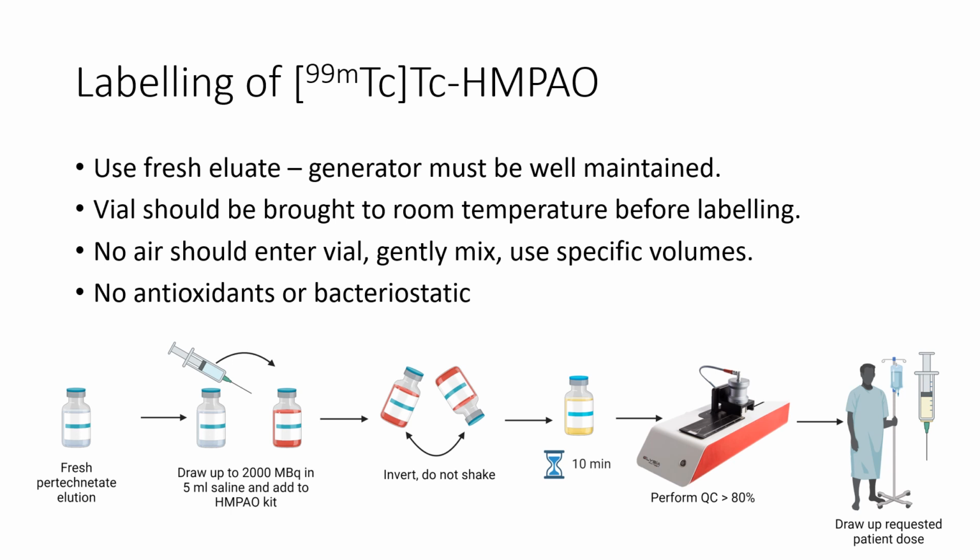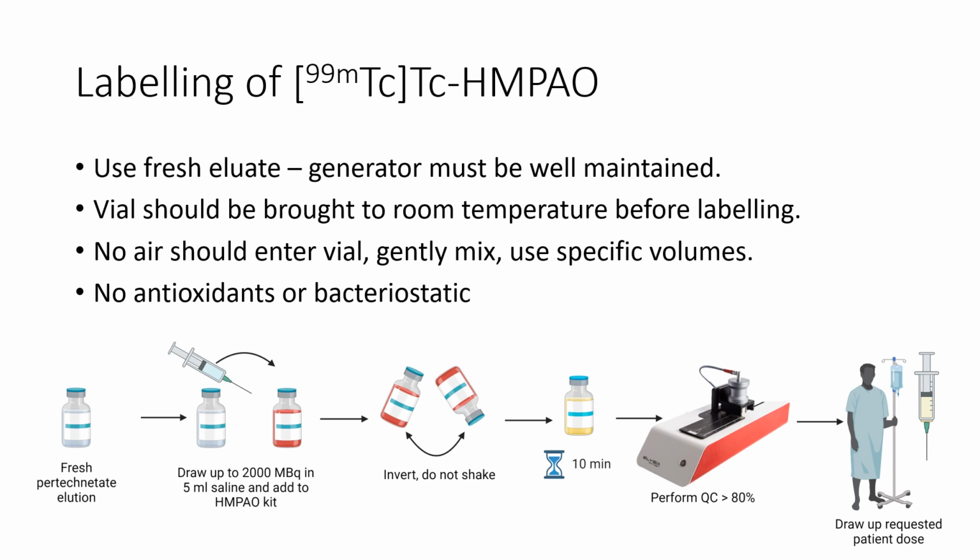And the eluate must also not be older than 2 hours. So preferably elute freshly and label immediately. Before you then elute, you also should bring your vial to room temperature so that you can just add the pertechnetate to your vial. There should be no air entered, and you have to mix it very gently using the specific volumes in the package insert.